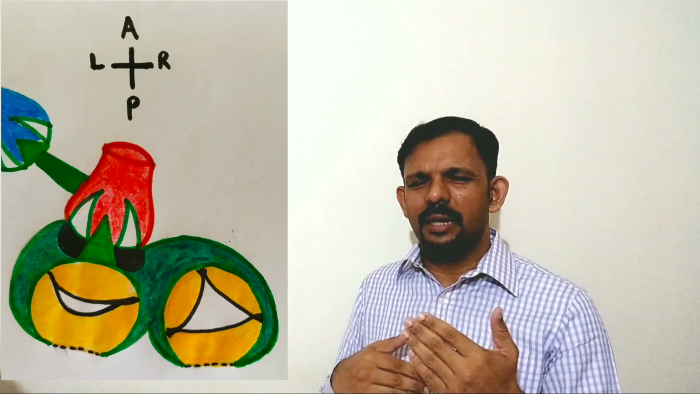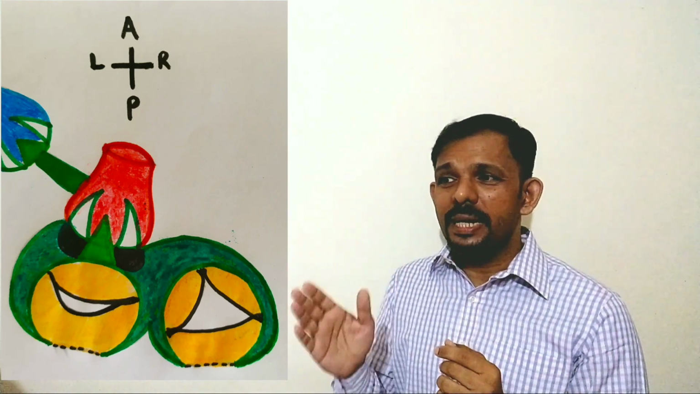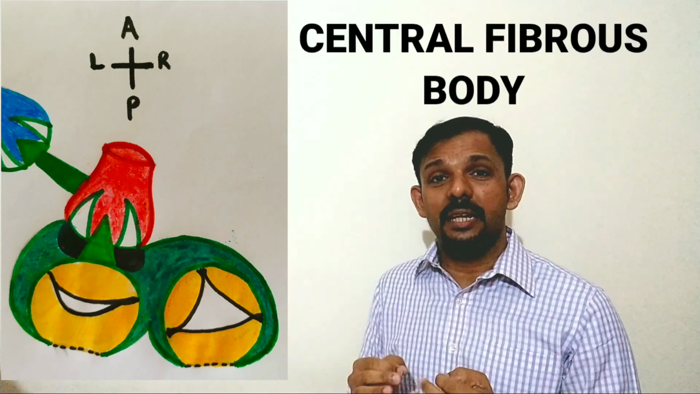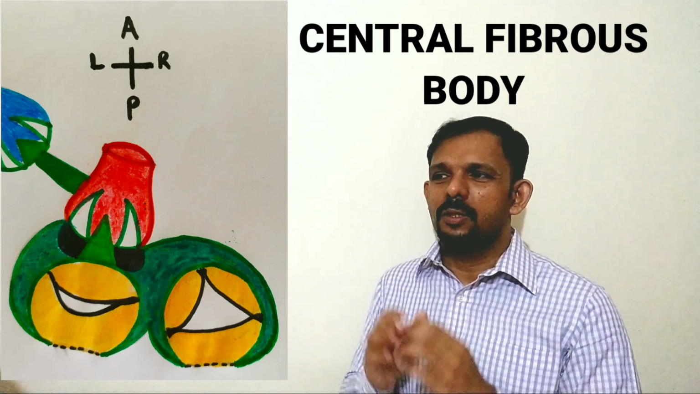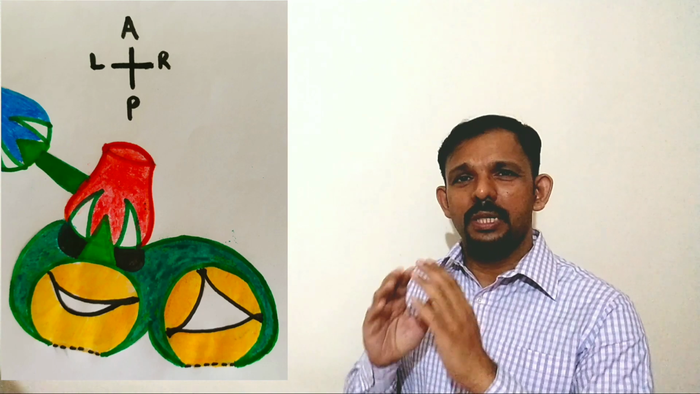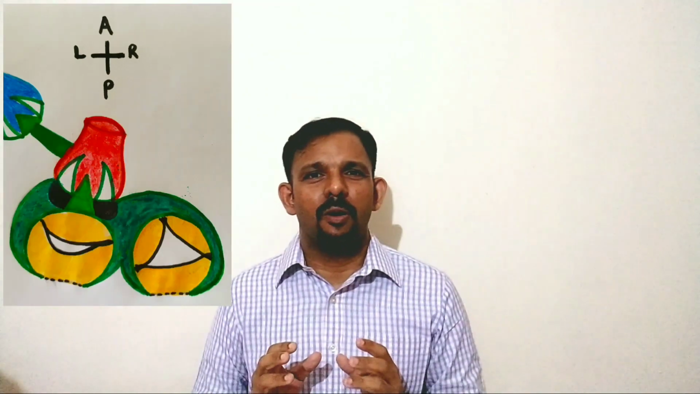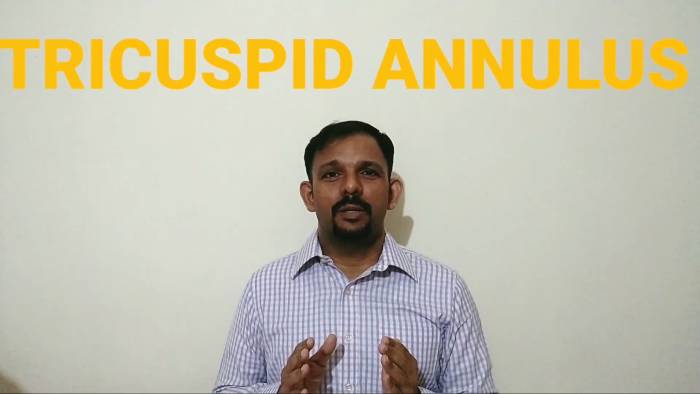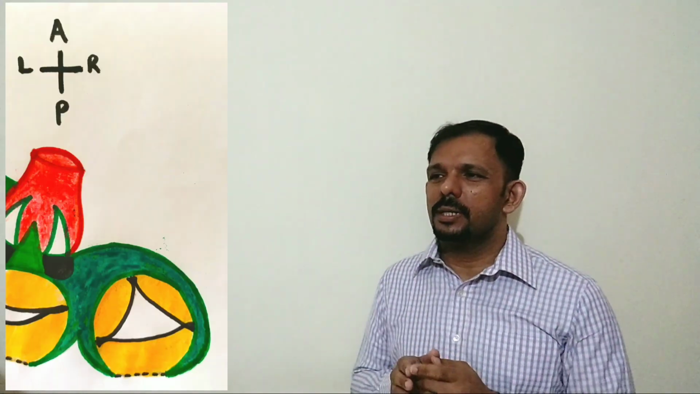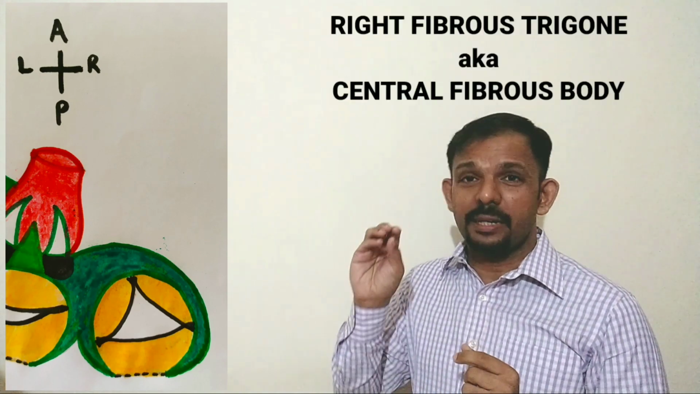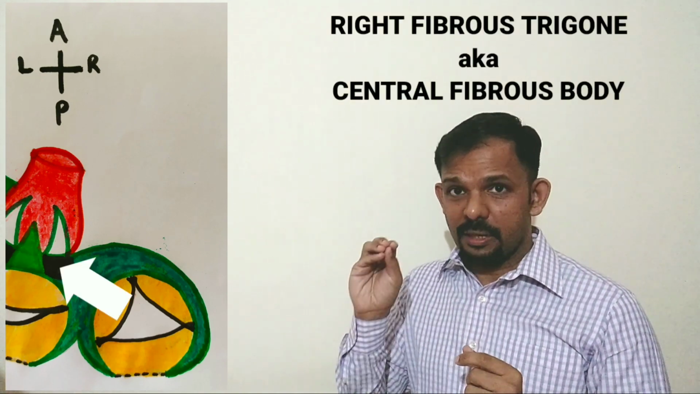One thing I just want to stress again is the right fibrous trigone, which is sometimes known as the central fibrous body. So please remember, it is the right fibrous trigone that is sometimes called the central fibrous body. So these are the components of the mitral annulus. So now let us come to the components of the tricuspid annulus. If you look at the diagram over here, in the tricuspid annulus, the components are, in simple terms, the right fibrous trigone, also called central fibrous body.